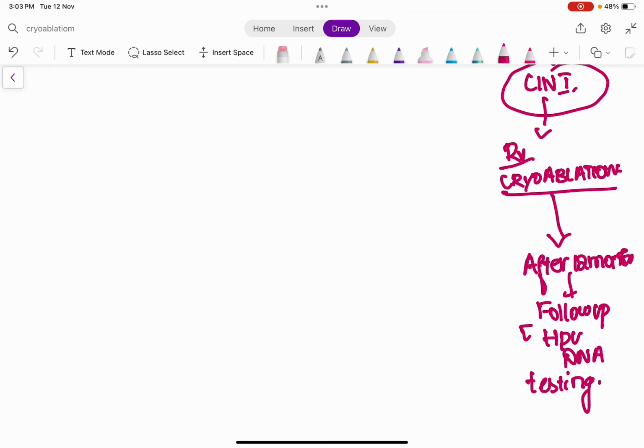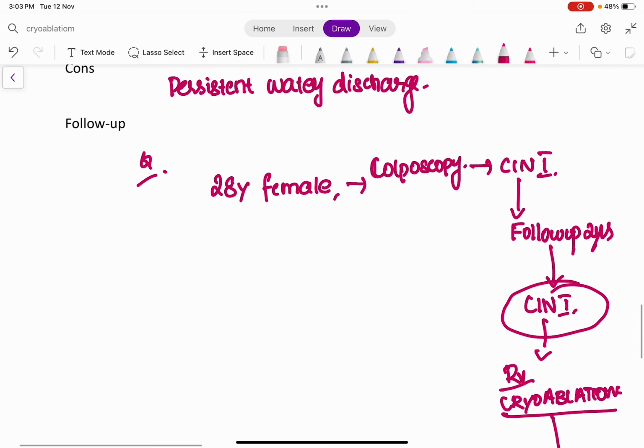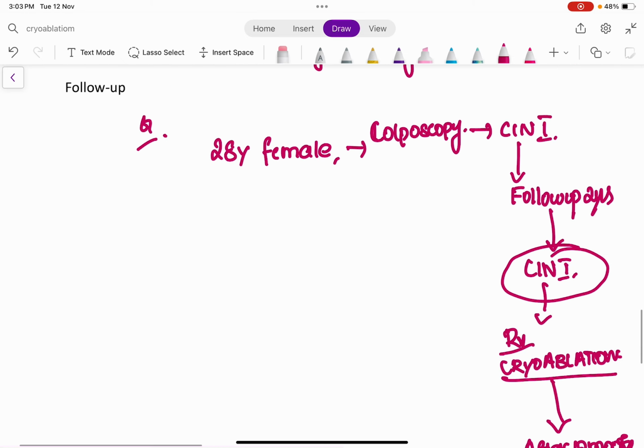So like that, in this patient, after 12 months, I have to resume the process of screening for cancer cervix, and I'm going to do HPV DNA testing. Is that clear? I hope it is very clear.